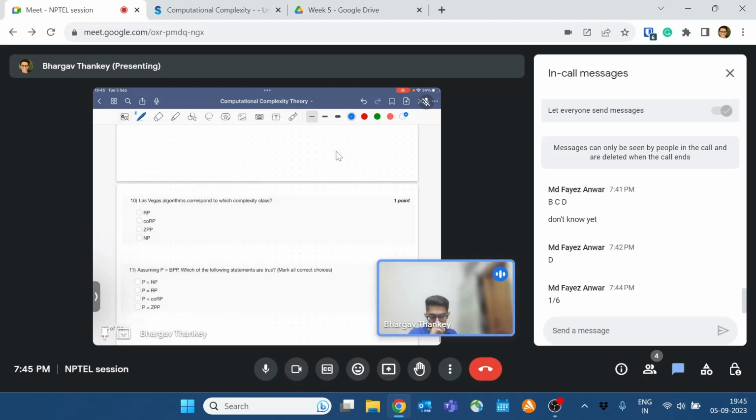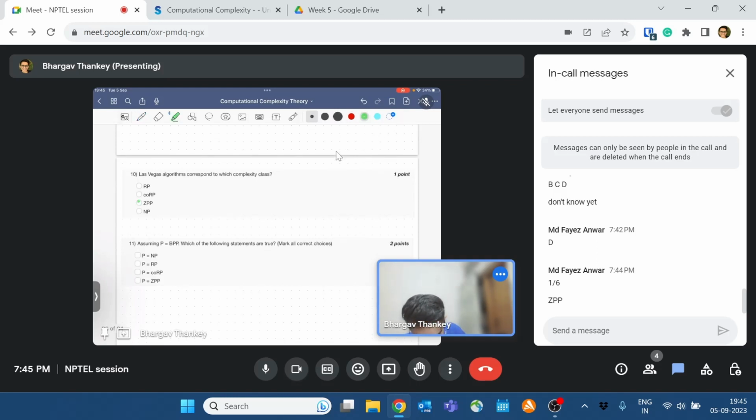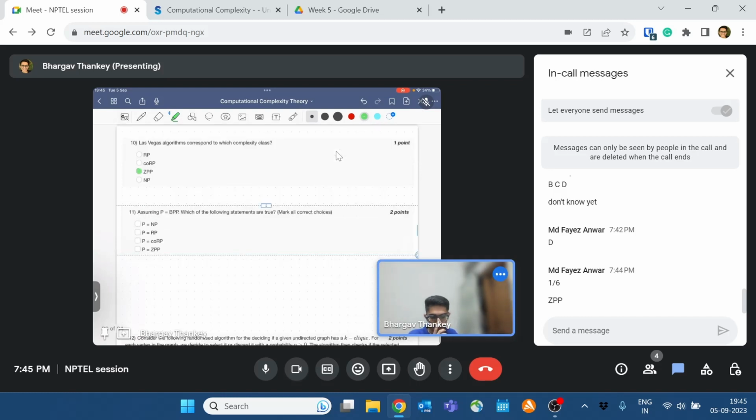Okay, so let's look at the next problem. Las Vegas algorithms correspond to which of the following complexity classes? RP, co-RP, ZPP, or NP. Which of these are correct? ZPP is correct. And assuming P equals BPP, which of the following statements are true? P equals NP, P equals RP, P equals co-RP, and P equals ZPP. Which of these? Yes, B, C, D.